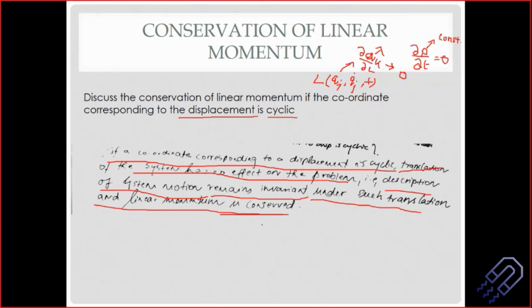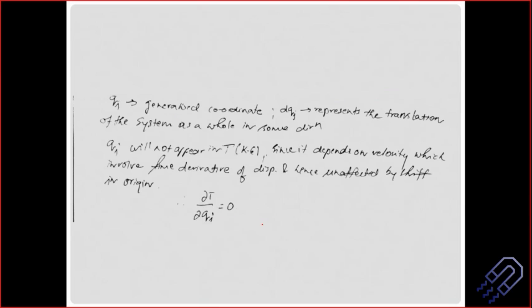So this is your opening line. The linear momentum is conserved under such translation when the coordinate is cyclic in nature. Okay, so please make sure you understand this, and then we can actually go to a bit of generalized coordinate idea. So what we do is we represent this Qj, which is called the generalized coordinate. I think Qj, we have been using it time and again as generalized coordinate, so should not be a problem.